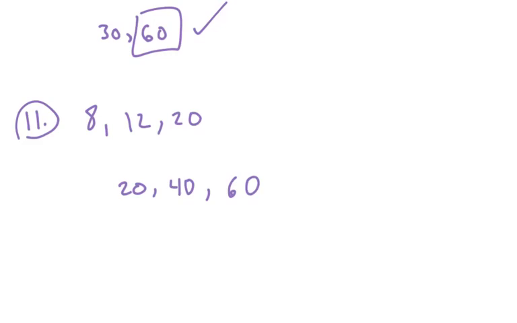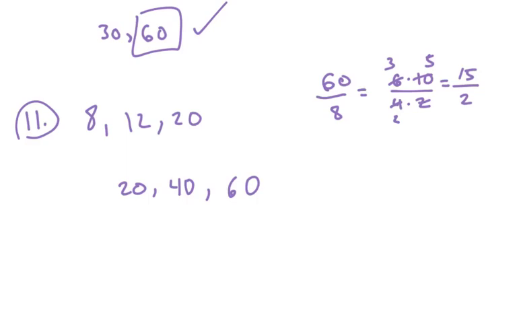Does 8 go into 60? It does not. By the way, if you're not certain, you can take the number and, again, break it down to factors and check. So we can see here that this would give me 2 left on the bottom, 3 here. And this would leave me with 5, and it would leave me with 15 over 2. So it doesn't go in evenly. So 60 doesn't work.